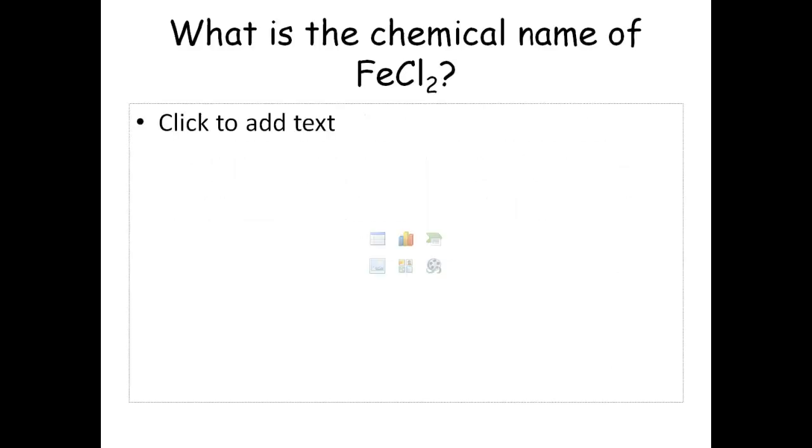So let's take a look at this one. What is the chemical name of FeCl2? Well, here you're in a situation where you know that Fe is a transition metal, but it doesn't tell you how many valence electrons it has. So the only way you can find out is by actually drawing it out.